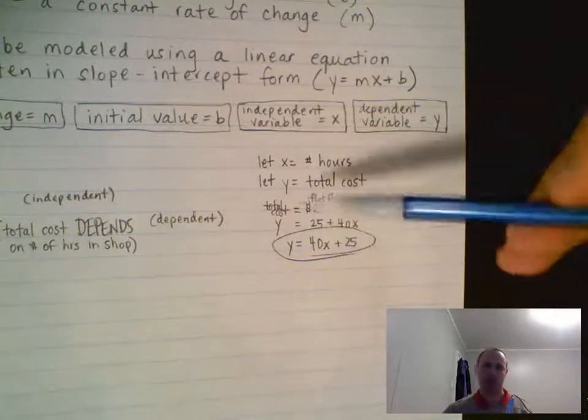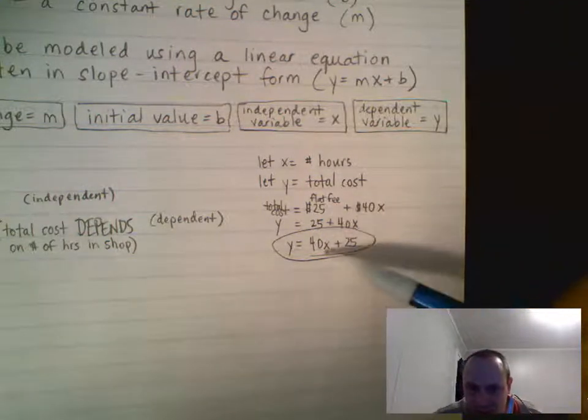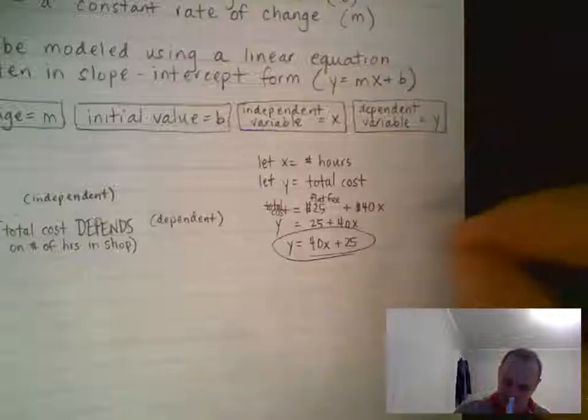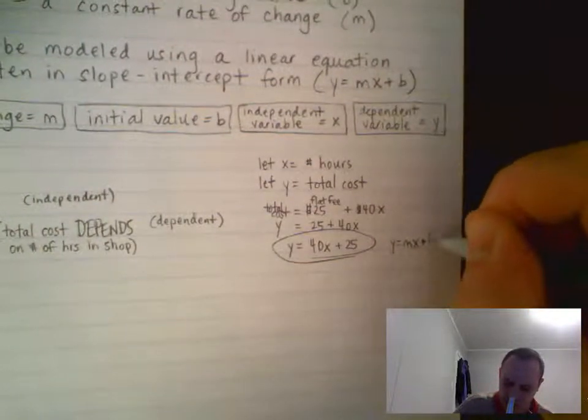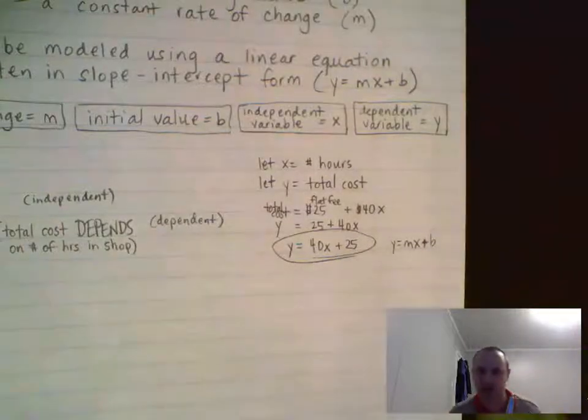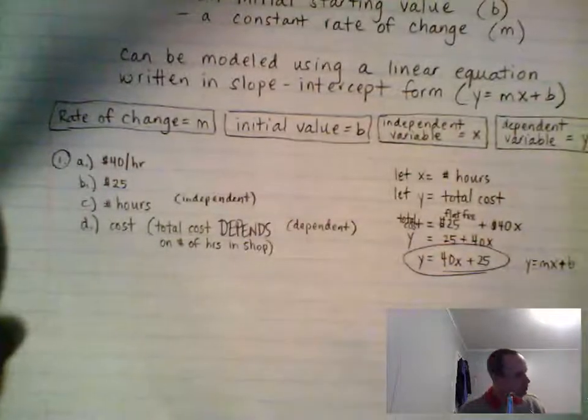These are components of your answer, so make sure you write these down. Now, the reason why I flipped it from this to this is simply so we can have it in that form, y equals mx plus b, which we've been talking about. That's called the slope-intercept form. Okay, so there's number one. All right, number two.